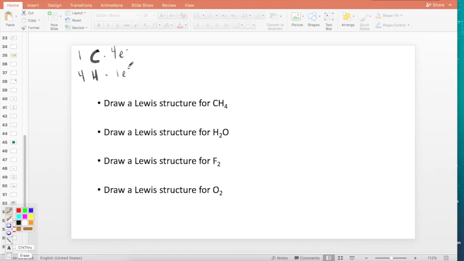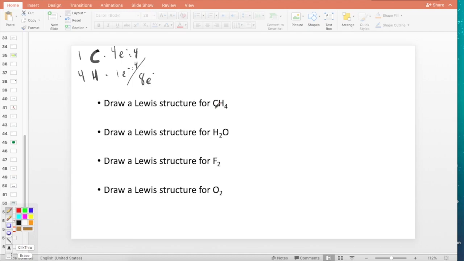I need to add up the total number of electrons that have been brought to my party. 1 times 4 is 4. 4 times 1 is 4. Add that up, I get 8 total electrons have been brought to my party. And then I'm going to draw the structure.